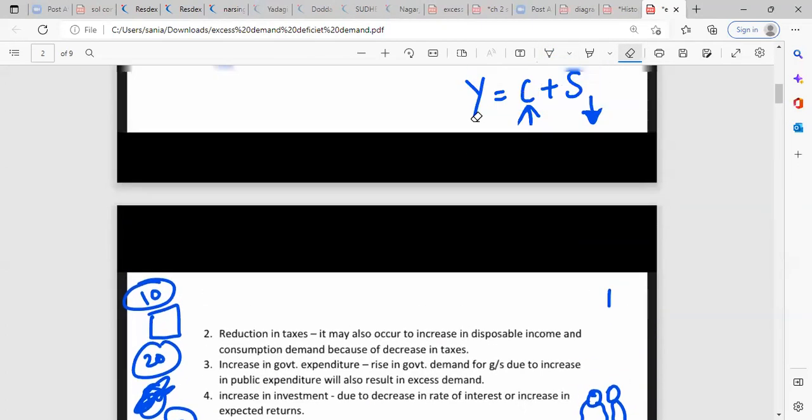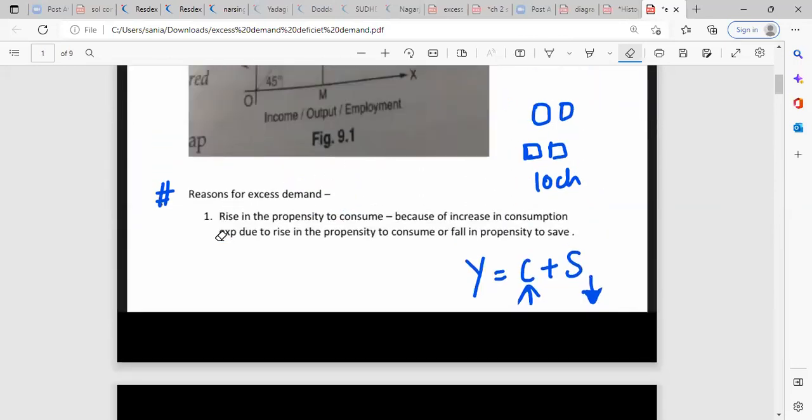Okay. So first of all, write reasons for excess demand. Just write the first point, then I'll scroll down for the next points.